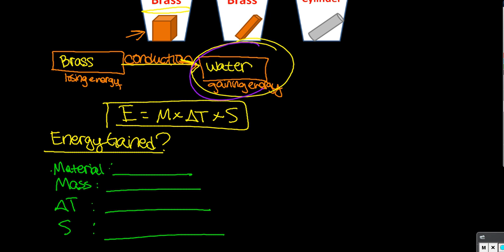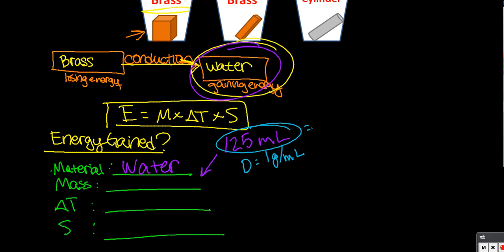The material that gained energy again was water. The mass of the water, we had 125 milliliters, and we learned that the density of water equals 1 gram for every milliliter. So if we have 125 milliliters, that's 125 grams. But mass has to be in kilograms. So we have to convert. 125 grams equals how many kilograms?